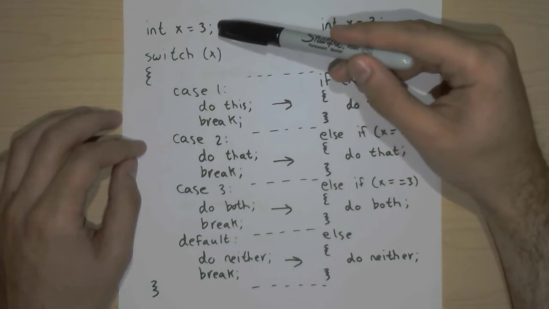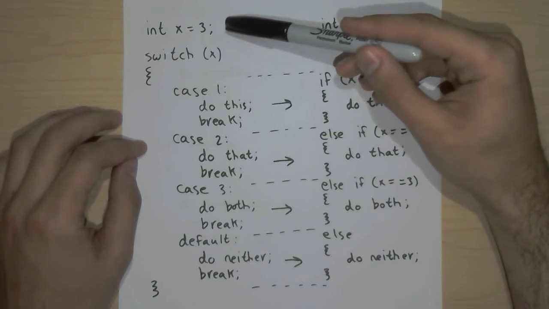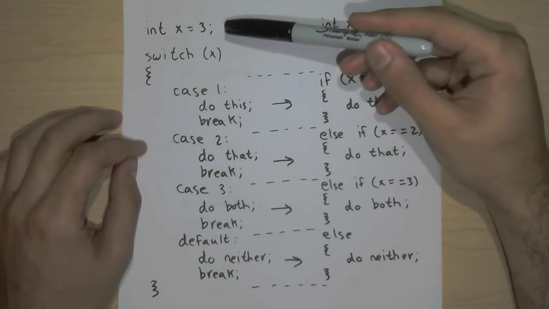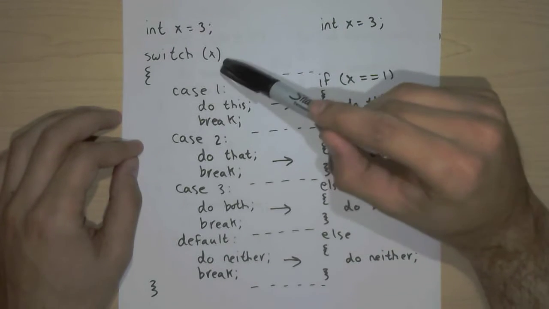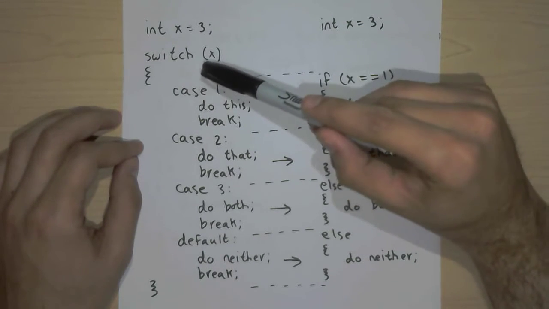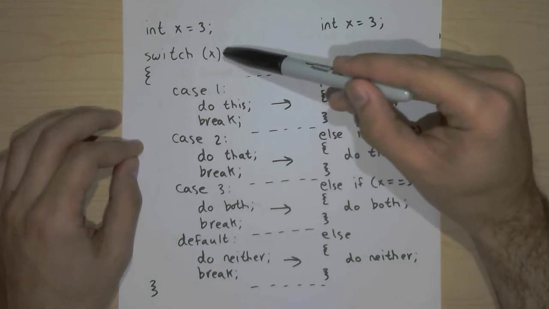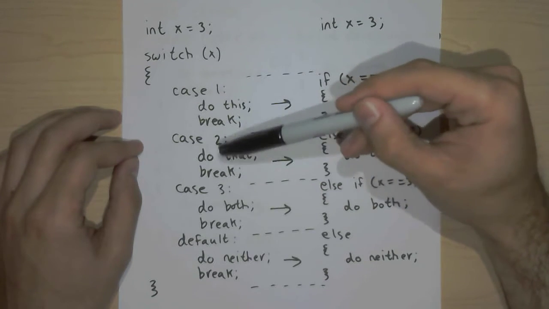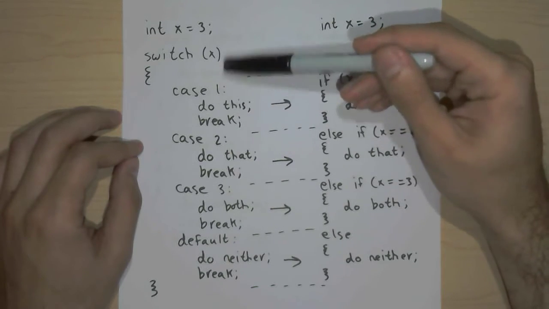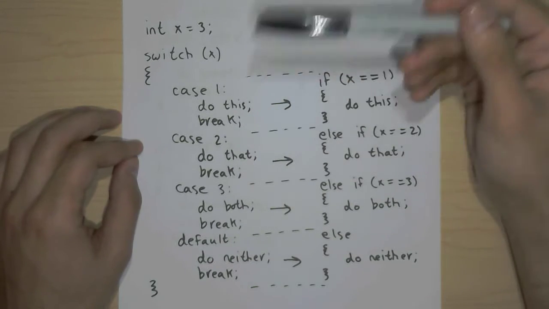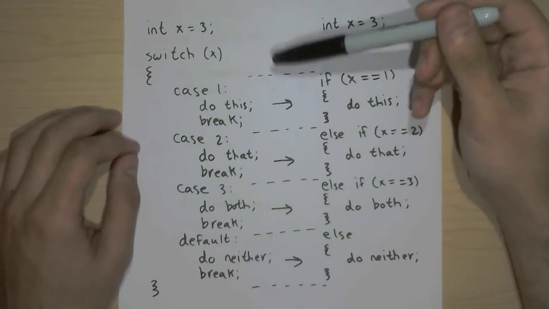Imagine we had that same integer x. We're going to give it the value 3, but we don't know for a fact that it's actually 3. We want to figure out what x's value is. So we'd say switch on x. All this is saying is we're going to be looking at the value of x in the context of a couple of different cases. And whichever of these cases is true, whichever value x actually has, we're going to do certain things because of it.